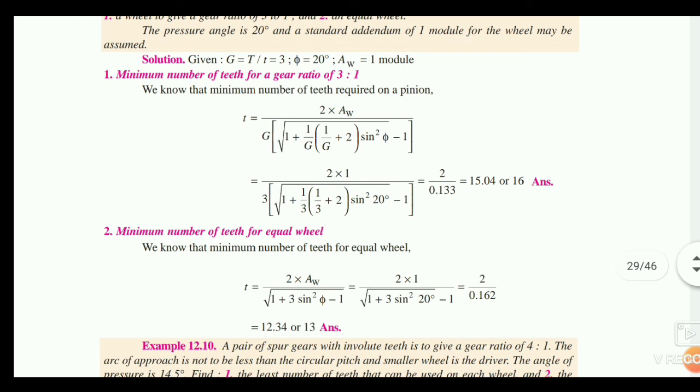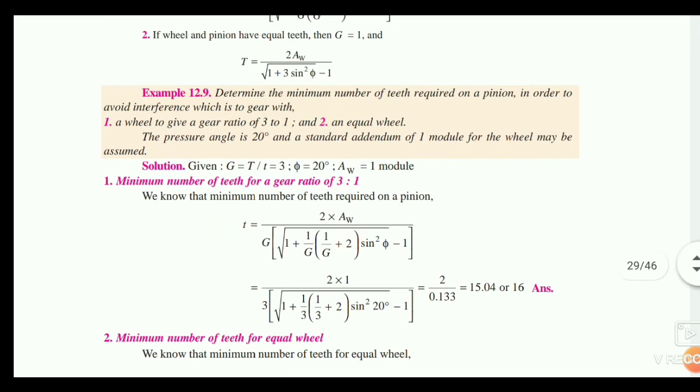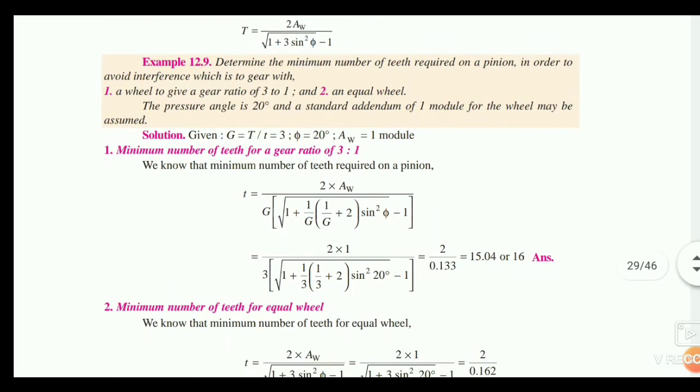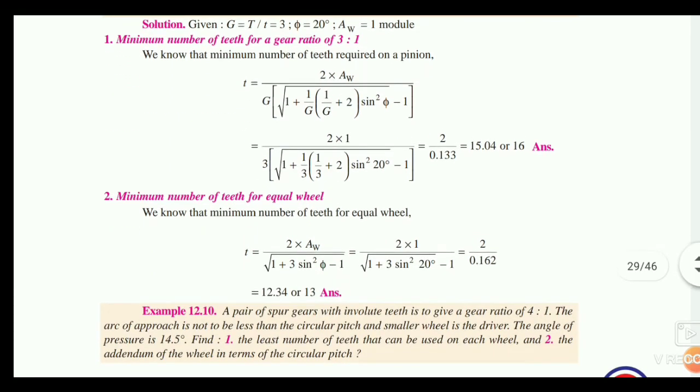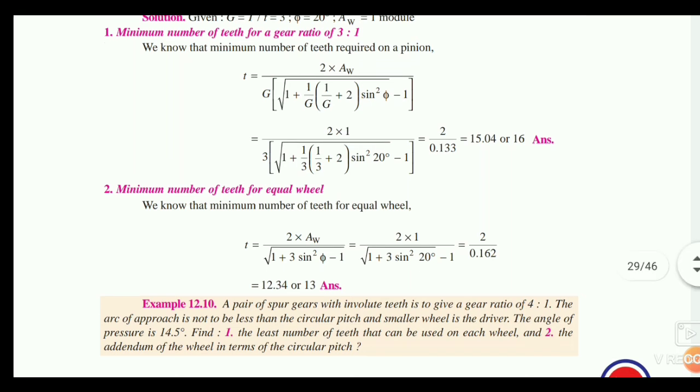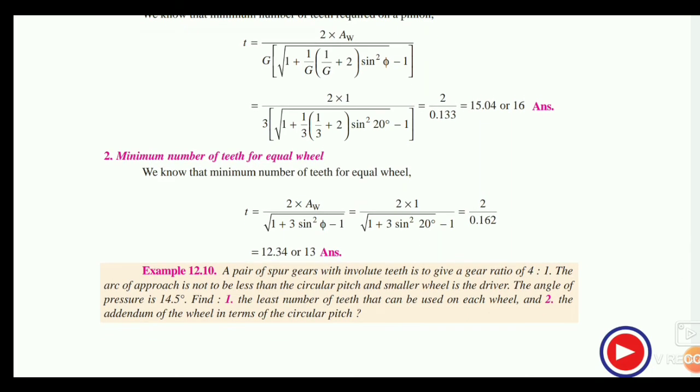Similarly, if you want to find the minimum number of teeth required on the wheel, you can substitute that. See, the second question is an equal wheel. Equal wheel means the number of teeth on both wheels is the same. Same means G is equal to 1. So the formula gets reduced in this manner, and the final answer becomes 13.